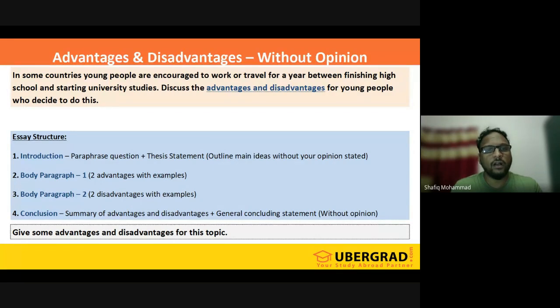For example, obviously we are not taking any side, so we'll directly give one paragraph for advantages and another paragraph for disadvantages. Okay. Then conclusion. Okay. So advantages with example. Okay. And disadvantages with example. And definitely you might include your life experiences.